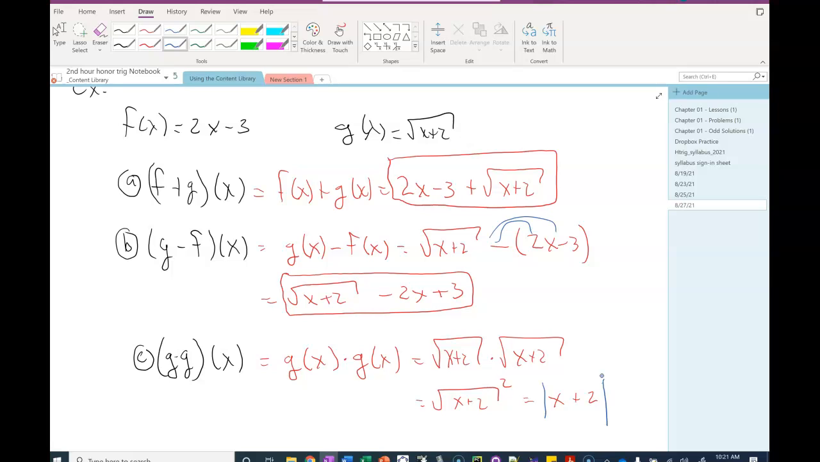So, I have a question. Like, how does the square just go like both? Because, sure, the square and the square root cancel out. Oh, okay. Right, because they are inverse operations. Does that make sense? Yeah. Okay. No problem.